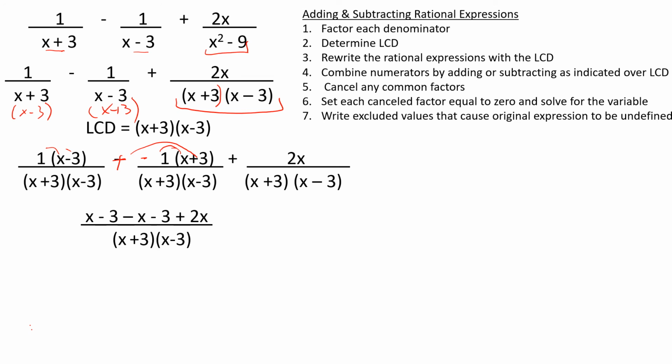Now we're going to simplify. The x minus x cancels out. A negative 3 times a negative 3 is going to give you a negative 6, and of course you're left with a 2x. And now we're here at step 5. Can this fraction be reduced?